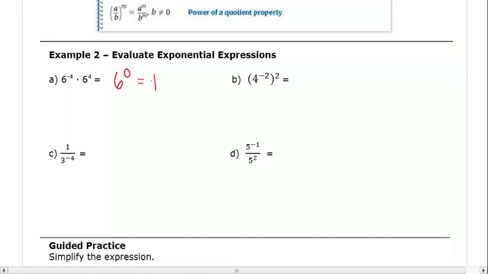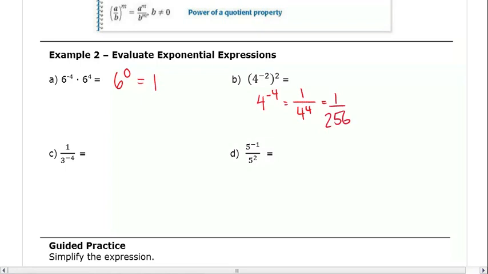Letter B, 2 options. Okay, we can use our power of a power property first and say that this equals 4 to the negative 4th. Multiply your powers, which we can then say, according to the definition of a negative exponent, means we stick it down in the denominator. And then that would equal 1 over 256.